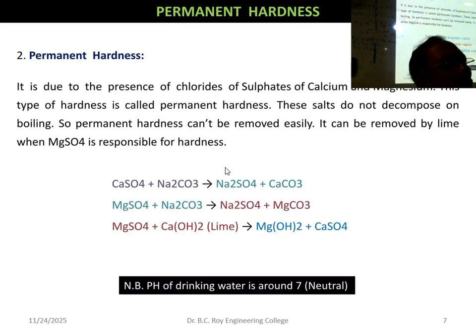They will not react with soap, and they will not be precipitated out. When you boil, they will not be precipitated out. Sodium sulfate is soluble even at high temperature, and it will not give any precipitate. And that's why you can use it in the boiler feed, you can use it in washing clothes, you can take a bath. So that is the way hardness is removed.